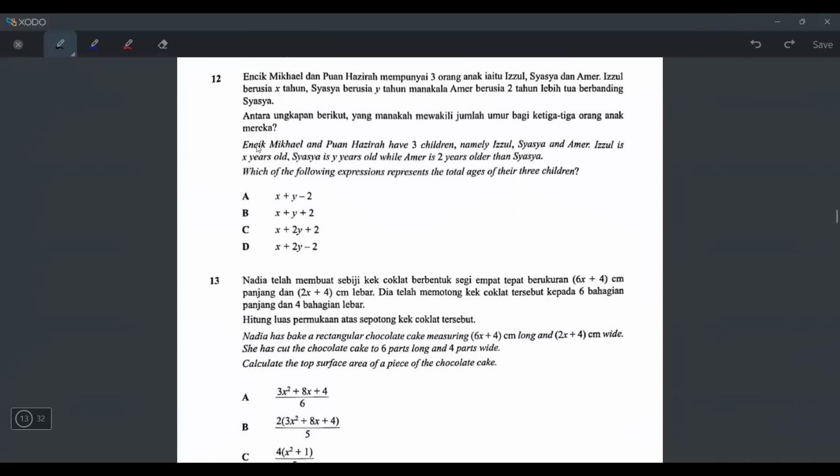Okay, number 12. Michael and Azira have 3 children, namely Izul, Shasha, Amir. So 3 children. Izul is X years old, Shasha is Y years old, while Amir is, okay, there's a lot. I think I have to write it down. So Izul, how old is he? X years old. And then Shasha, Y years old. While Amir, 2 years older than Shasha.